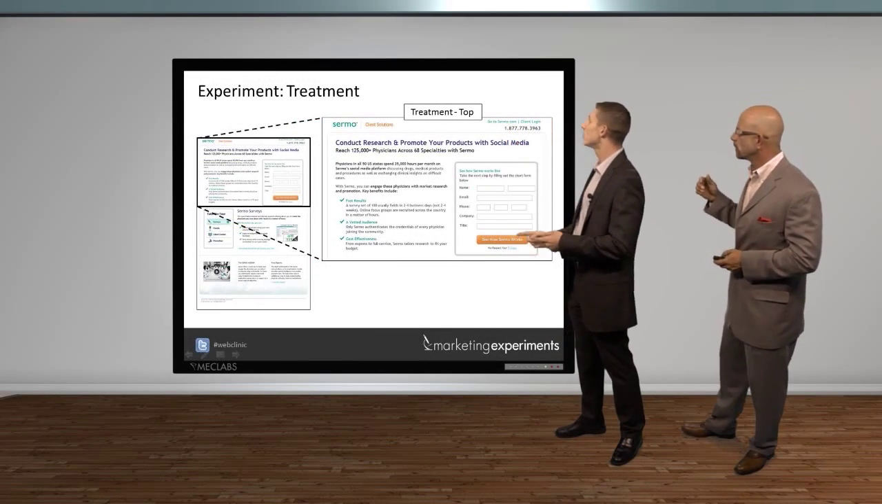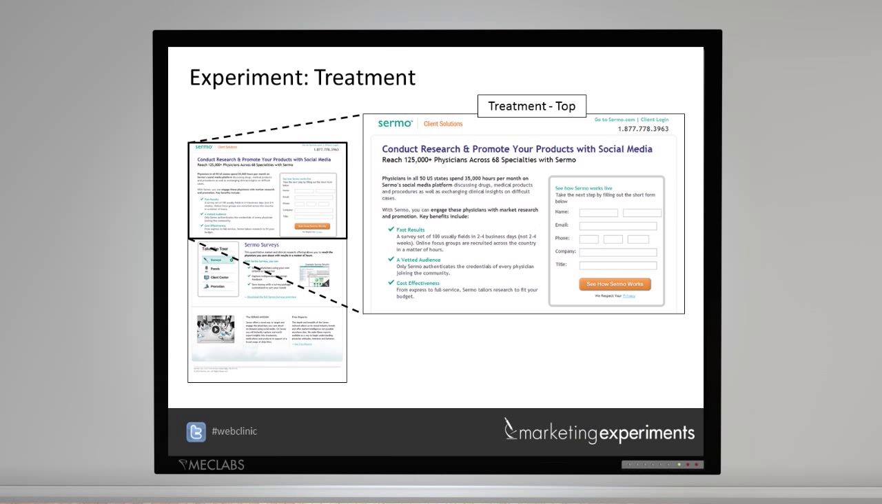And so if you look at the headline, what can I do? I can conduct research and promote my products. With who? Well, 125,000 plus physicians across 68 specialties. Bam, I figure out what I can do, almost get an answer to why I should do it, and I know where to go next because there's a call to action, there's a sequence of information, and it's very clear the path that I should take.